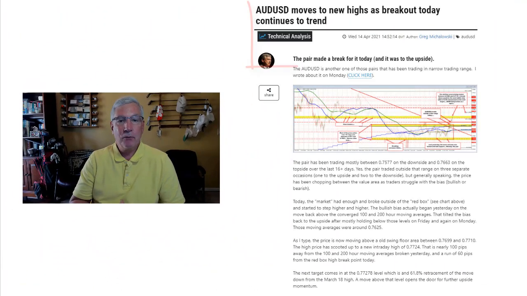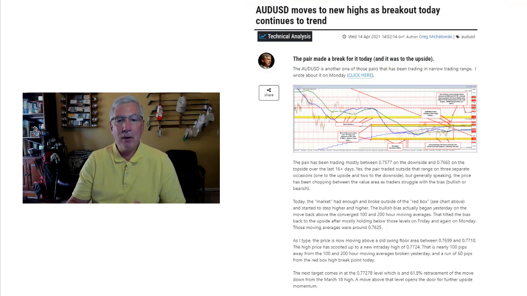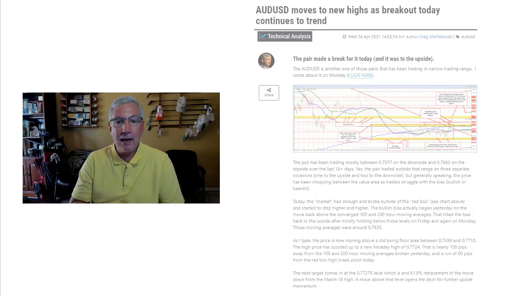Let's fast forward to Wednesday. The new post headline reads, Aussie US dollar moves to new highs as breakout today continues to trend. The subtitle reads, the pair made a break for it today, and it was to the upside. Let's take a look at the chart from that post and see what contributed technically to the reversal of what we thought was a downward bias and surge to the upside instead.